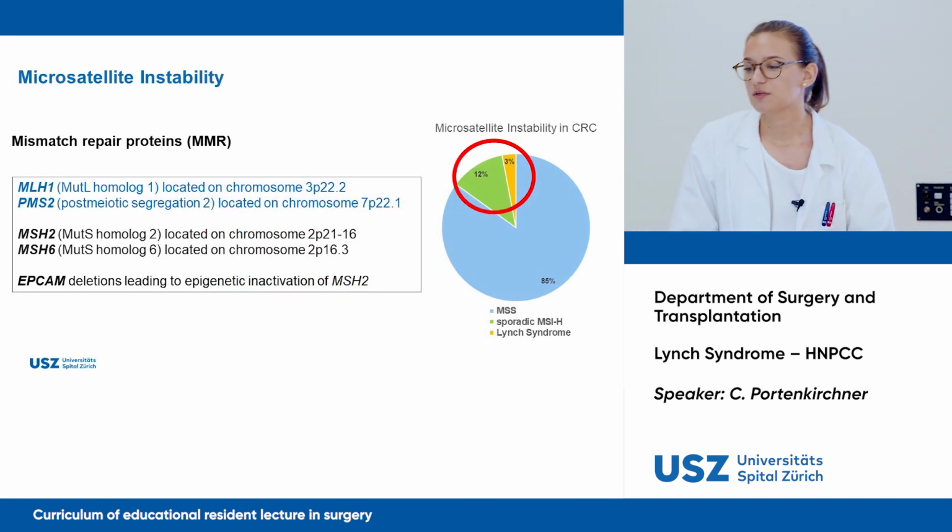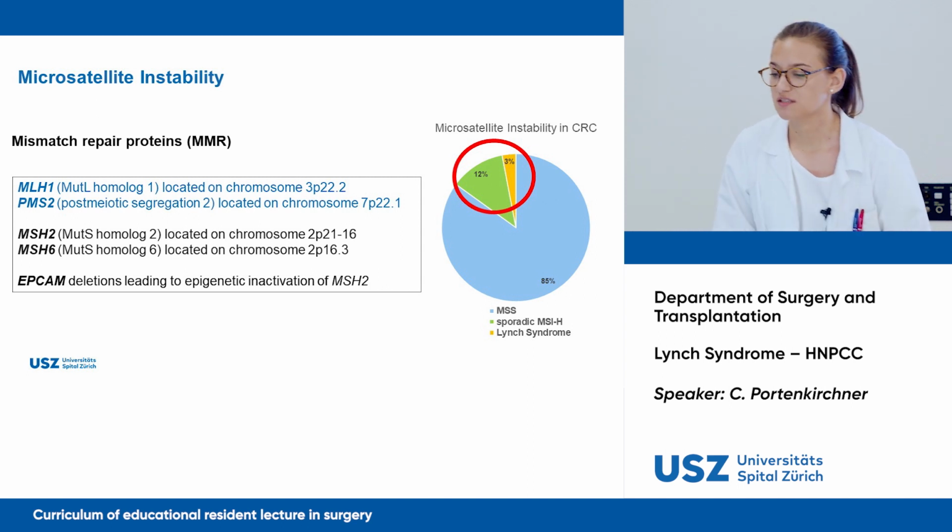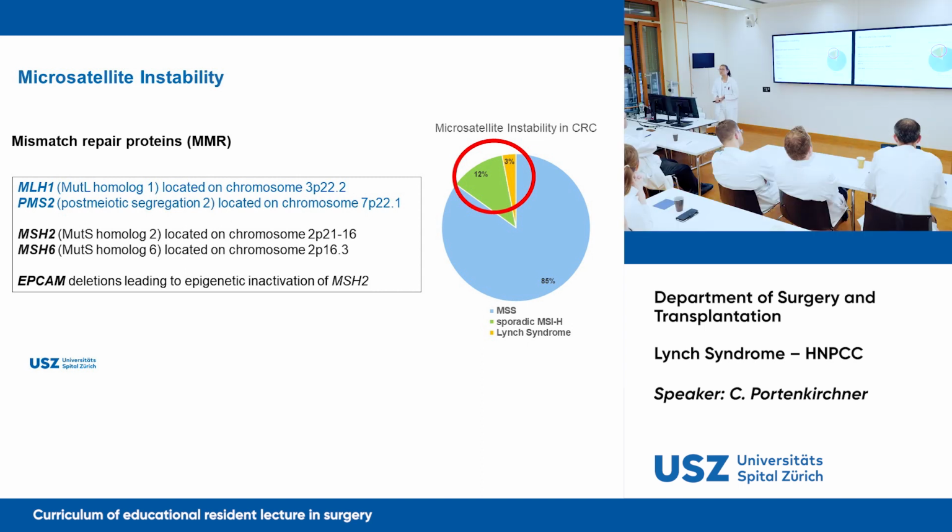So here in mismatch repair proteins, these genes are responsible for deficiency in here. This is the MLH1 gene, as you already heard, PMS2, MSH2, MSH6, and the EpCAM deletion, which leads to an epigenetic inactivation of MSH2. You can see they're on different chromosomes on the P arm. I'm sure you all know this is the short arm.